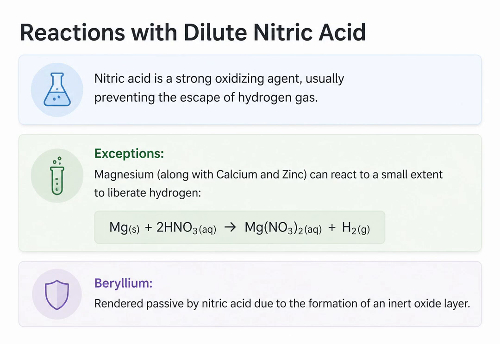Nitric acid behaves differently because it is a very strong oxidizing agent. Usually, it oxidizes the hydrogen gas into water before it can escape. However, magnesium, along with calcium and zinc, are exceptions that can actually liberate small amounts of hydrogen gas from dilute nitric acid. Beryllium, on the other hand, is rendered completely passive. The strong oxidizing nature of the acid instantly creates a tough, inert layer of beryllium oxide on the metal surface.